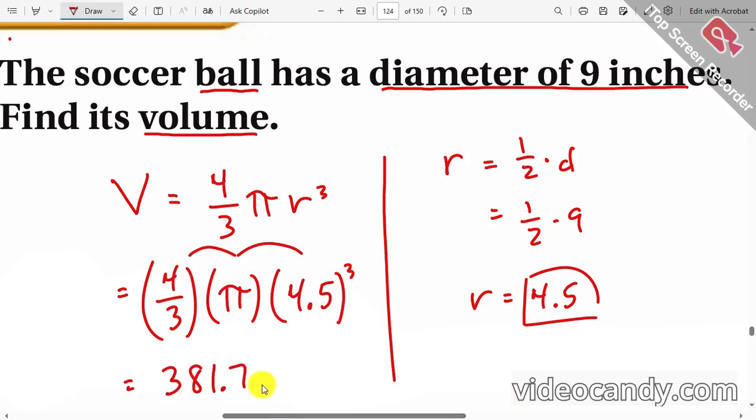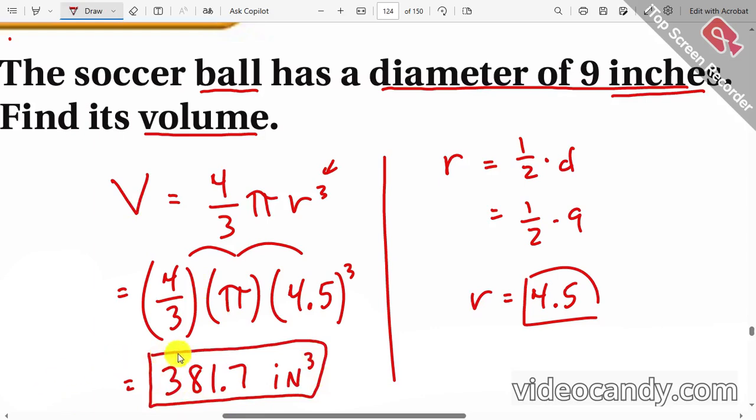And I get 381.7. The units were in inches, but that was raised to the third power. So that's actually going to be inches cubed. And that makes sense because volume is 3-dimensional. So rounding off, I get 381.7. Alternatively, if you wanted to do divided by 3 last, you could do 4 times pi times 4.5 to the third, hit equals, and then divide by 3 at the end, same thing.